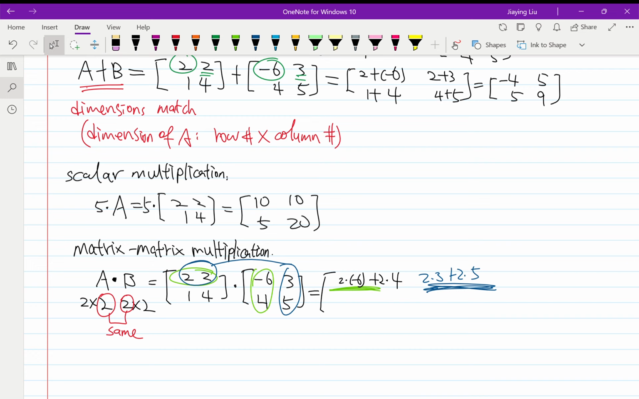And we used up all the columns, right? That means we're not going to have a number in the third column here because we don't have a third column to multiply with the row. So we can close the bracket here, and we close the matrix. It doesn't mean we're done with finding the product, we just have to move on to the next row.